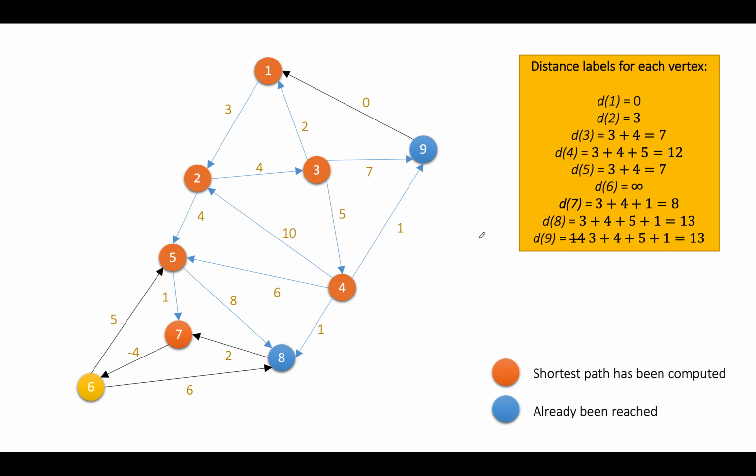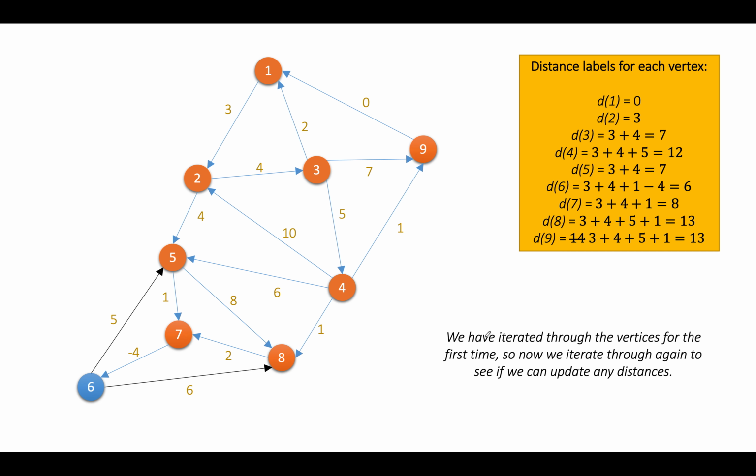So we skip to 7, and at 7 now we've found a way to get to 6. So we update 6, and this minus is important, we'll look at it soon. So then we go to 8, we update 8, and then we finally go back to 9. So we have iterated through all the vertices once. So now we iterate through it again and see if we can update any of the distances.